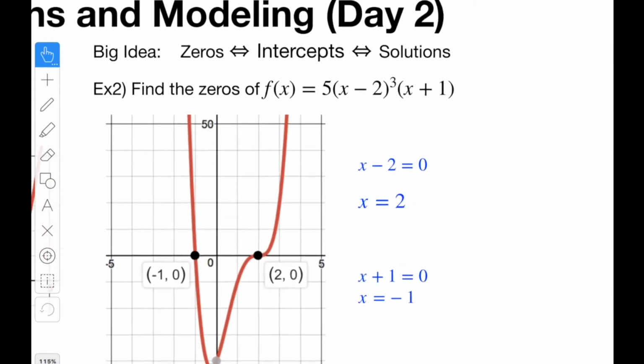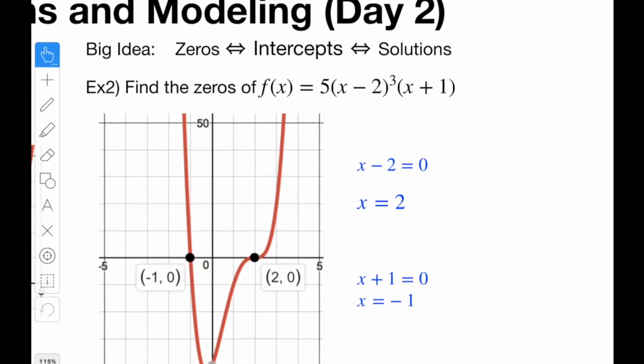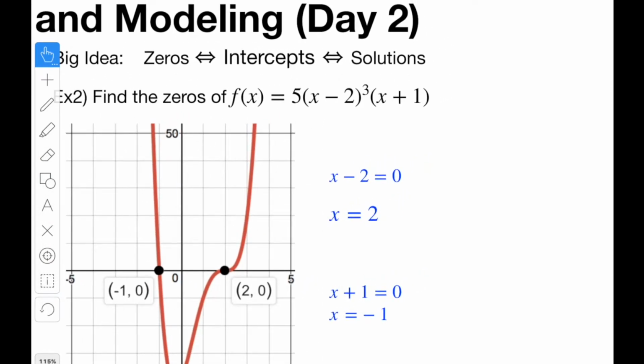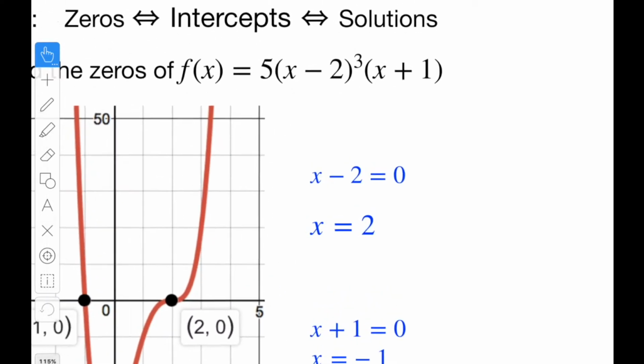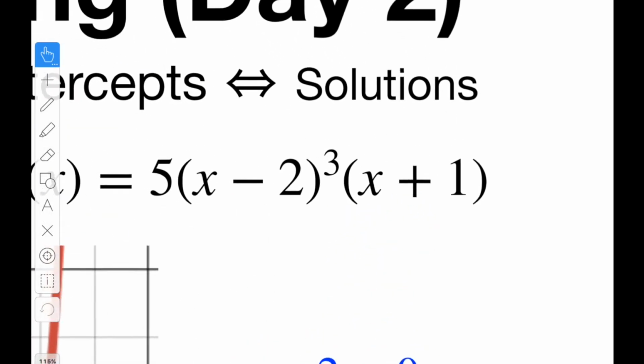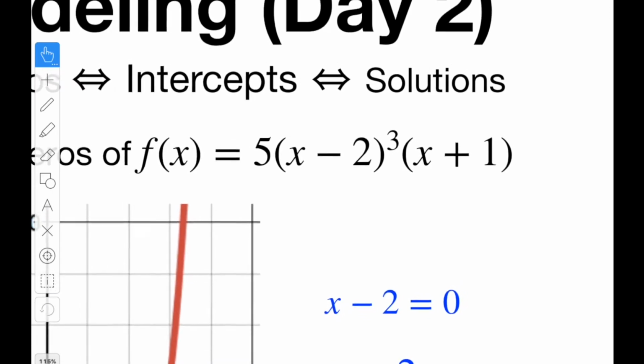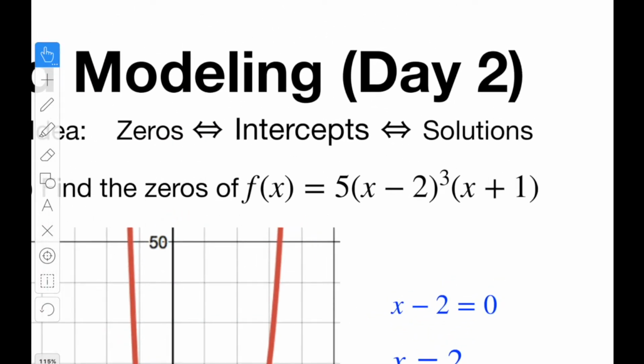Here, find the zeros of f of x is equal to 5x squared times x minus 2 cubed times x plus 1. Well, since it's in factored form, it actually is a lot easier, because if we can find the solutions, as we're about to do, of f of x equal to 0, then we can say that those solutions would be zeros, and they'd also be intercepts. Zeros, intercepts, solutions, they're all the same.